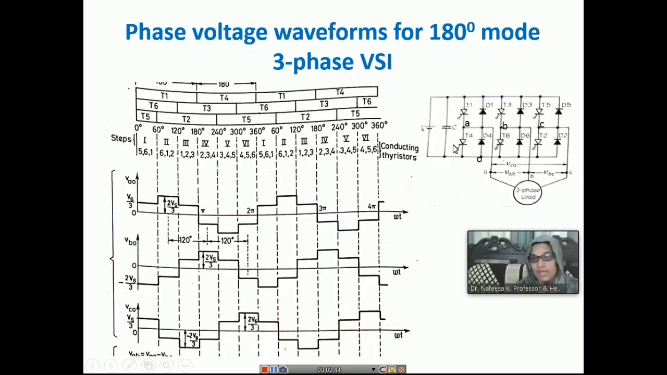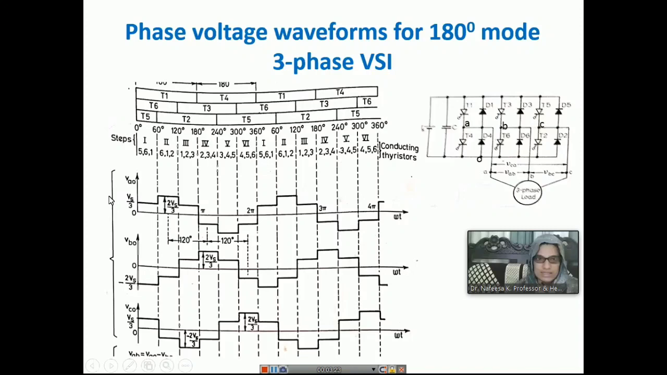These voltage waveforms are phase voltages. We will see first how the phase voltage waveforms appear. Here, as I said earlier, there are three limbs, A, B, C. I am taking the voltage V_A, with the reference taken as the negative part, the lower part. So we will see VAO. This is the phase voltage output waveform from a voltage source inverter.